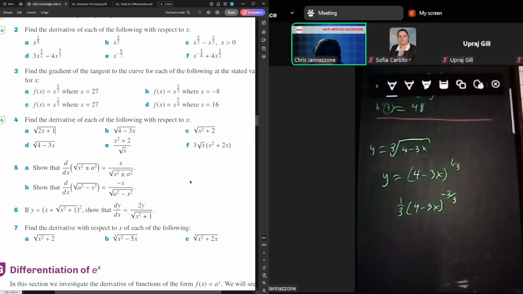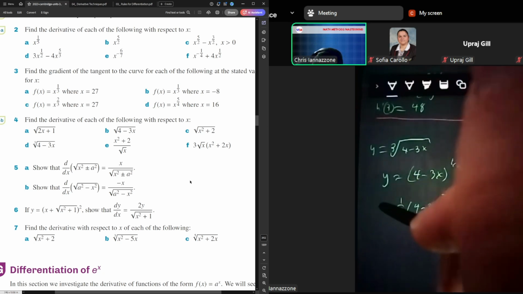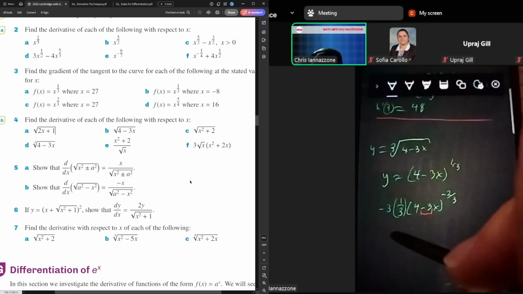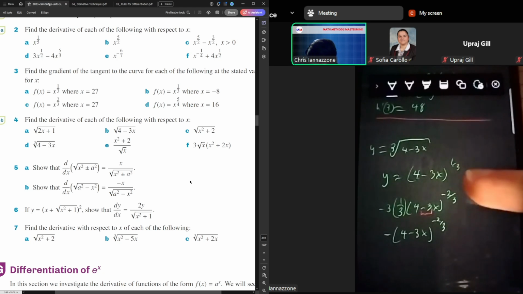Yeah, correct. So what we've essentially just done here is the chain rule, but really, really fast. We didn't really explicitly do each of the steps. So this is still chain rule because you've got something other than x here. So this u dash is going to be -3, which is why you've got to now multiply this whole thing by -3. So -3 at the front of that, which is going to give you negative bracket 4 minus 3x all to the power of -2/3.